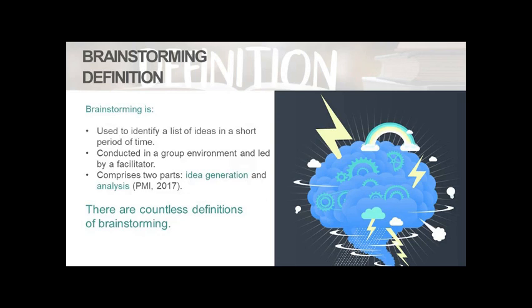Brainstorming is used to identify a list of ideas in a very short period of time. It's conducted in a group environment and led by a facilitator. It includes two parts, idea generation and analysis. But just so you know, those were just a couple definitions of brainstorming. There are so many definitions of brainstorming, and that's one of the problems that I'll be sharing later.